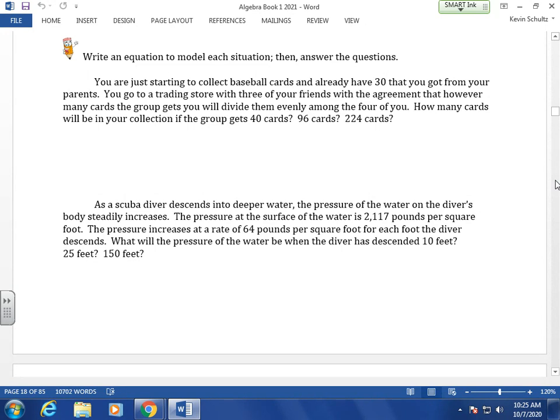Then, as a scuba diver descends into deeper water, the pressure of the water on the diver's body steadily increases. The pressure at the surface of the water is 2,117 pounds per square foot. The pressure increases at a rate of 64 pounds per square foot for each foot the diver descends. What will the pressure of the water be when the diver has descended 10 feet, 25 feet, 150 feet? Okay?